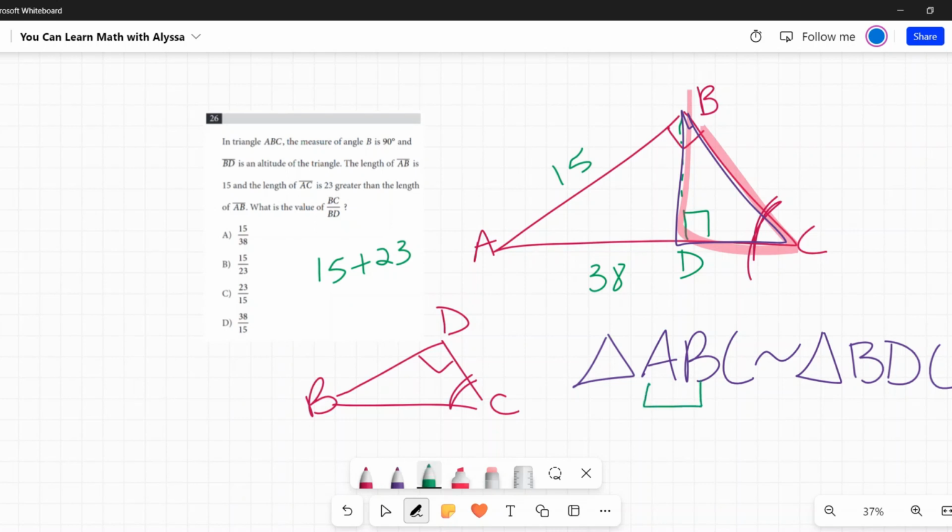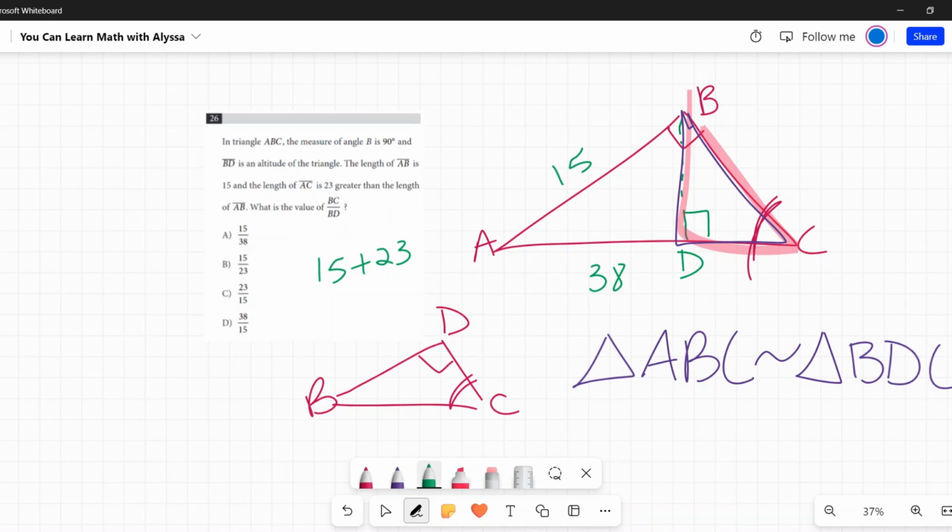Once you have this similarity statement, you can very easily set up proportions just by saying what corresponds. So A is to B as B is to C, first to second is second to third, is the same as B to D to C. You can say A is to C as B is to A, is the same as B is to C as D is to B. You can set up these proportions very straightforward, very easily.